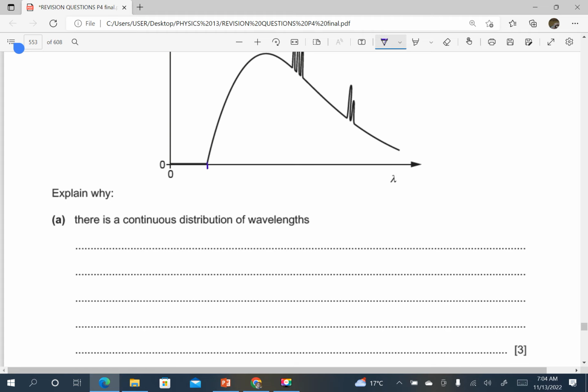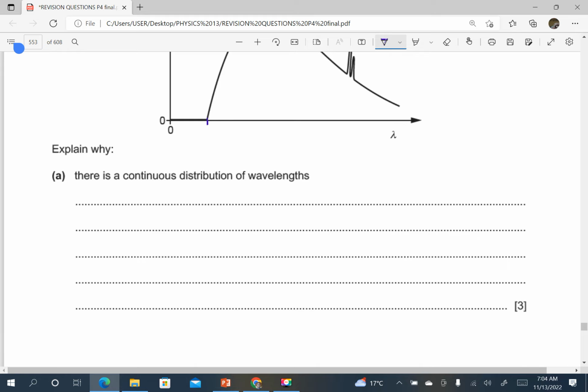Explain why there is a continuous distribution of wavelengths. So remember, we said an X-ray is produced when electrons are decelerated. Electrons collide with the metal target, and there is a wide range of accelerations or decelerations. The energy of the X-rays depends on these decelerations. Therefore, the X-ray photons will have different energies, therefore different wavelengths. That's why we have a continuous distribution of wavelengths.